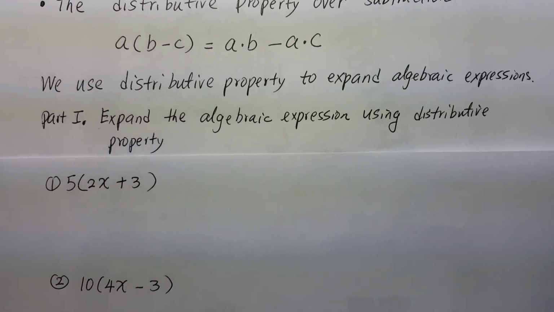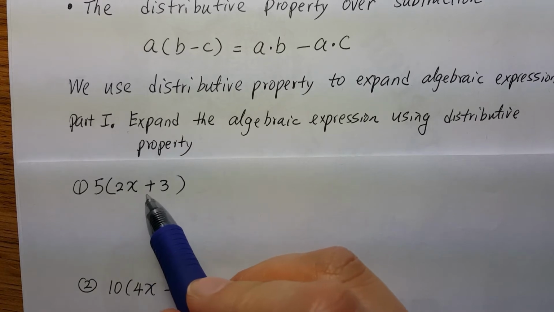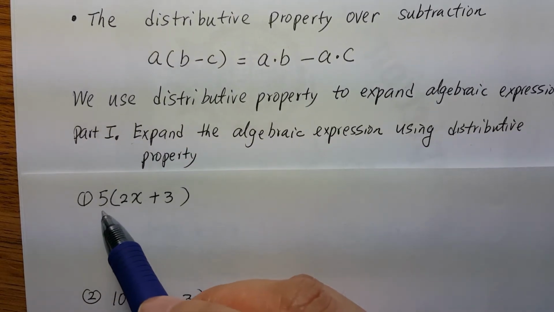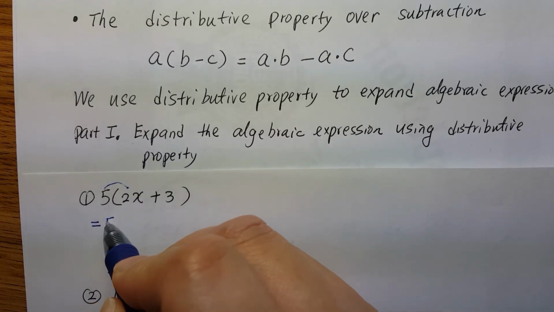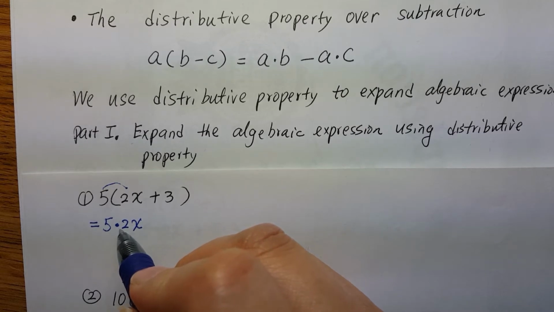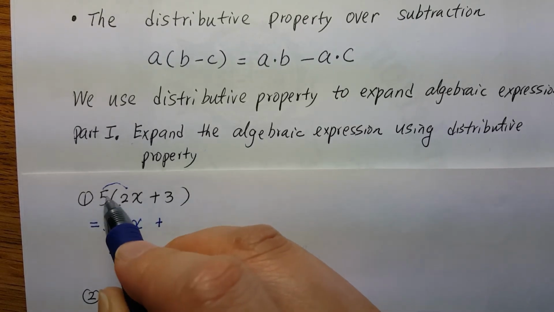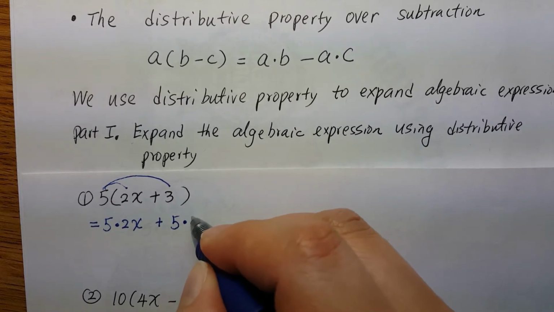Let's take a look at question number 1. We have 5 times (2x plus 3). The number outside is 5, so we're going to use 5 to multiply each term. So we're going to write 5 times 2x. We use the dot to represent multiplication. In the middle is addition, so we go back to 5 times 3. So we get 5 times 3.